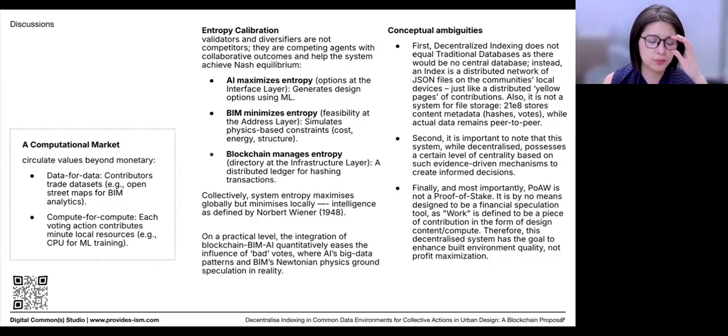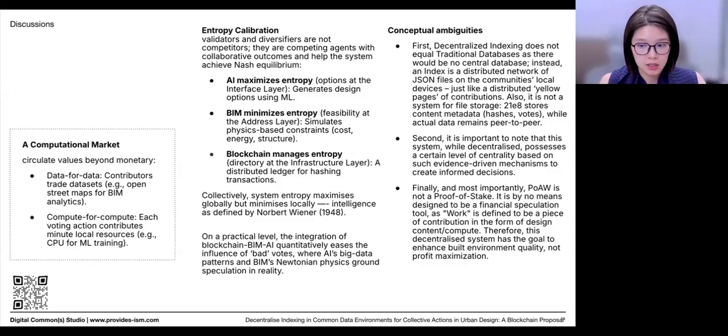And on a practical level, by integrating blockchain, BIM, and AI, it quantitatively eases the influence of bad votes, where AI's big data patterns and BIM's Newtonian physics ground speculation in reality. Now, before I conclude, I would also like to clear a few conceptual ambiguities. These are very important points, or we can refer to them as limitations before future implementation.